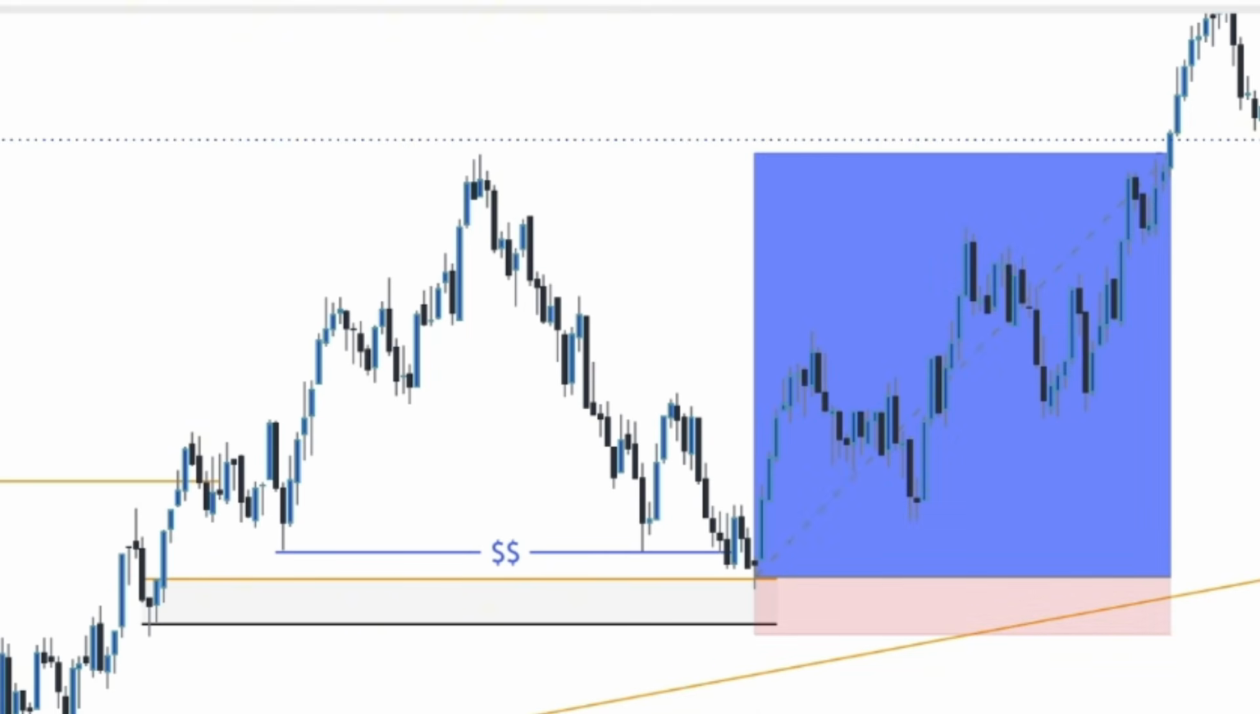Now the work is done. You just need to apply patience and wait for the price to come back to your zone, and you can see when the price taps into that zone, we have a massive push towards the upward side. So this is how to build a clean, clear, and profitable strategy.